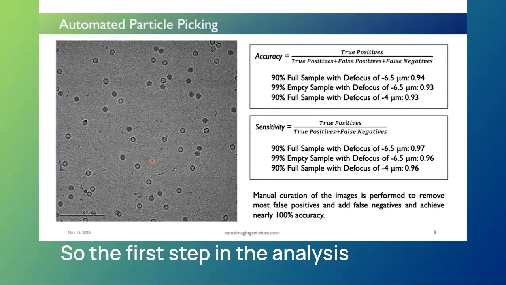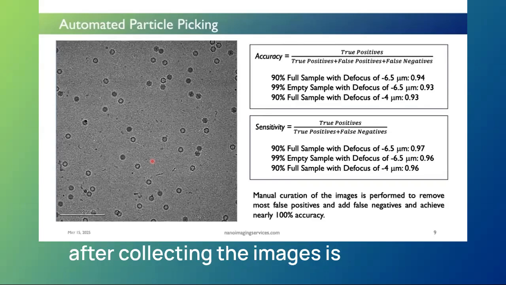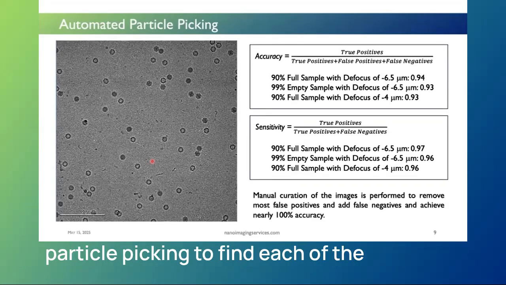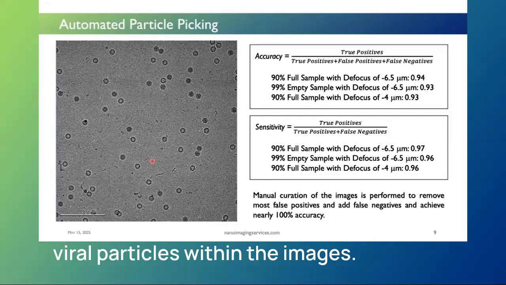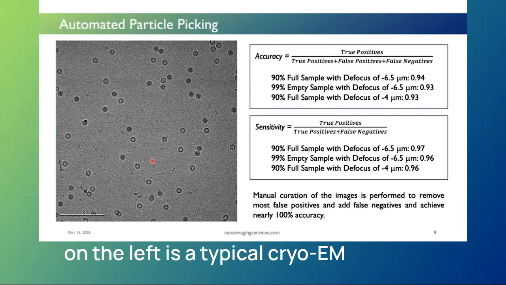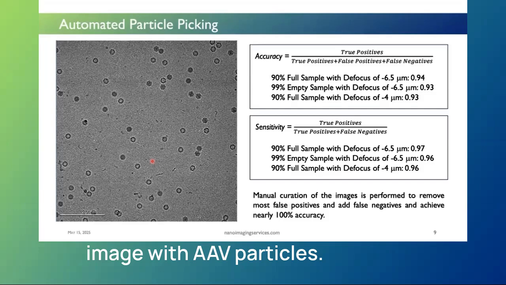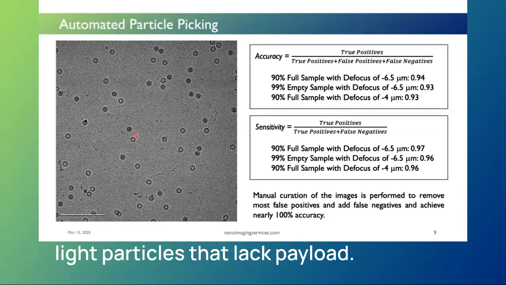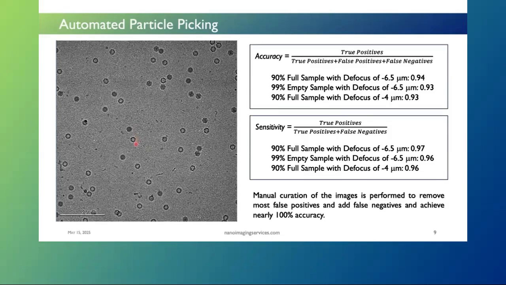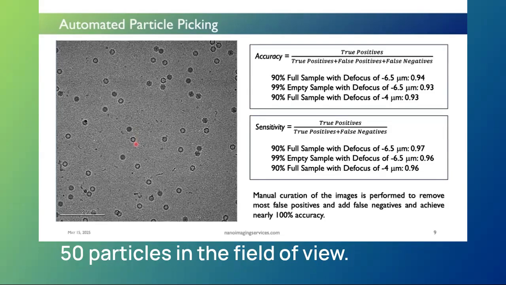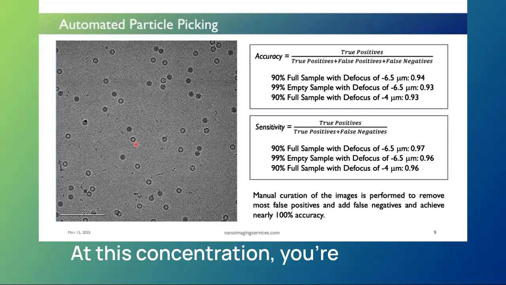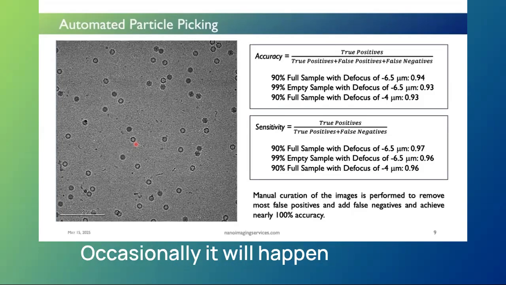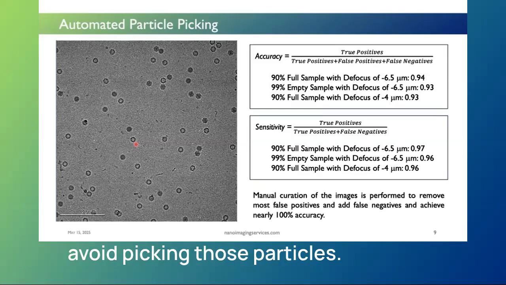So the first step in the analysis after collecting the images is particle picking to find each of the viral particles within the images. You can see on the image on the left is a typical cryo-EM image with AAV particles. There are dark particles that are filled with the payload and light particles that lack payload. This is an ideal image with about 50 particles in the field of view. At this concentration, you're rarely going to see particles that are touching or overlapping. Occasionally it will happen though, and you'll want to avoid picking those particles.